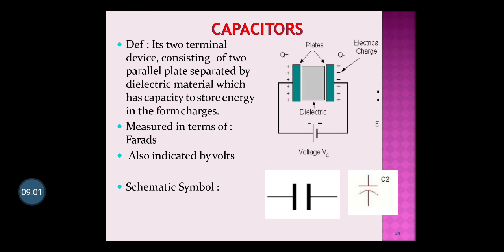Now the parallel plates are made up of conductor, remember. So two conducting plates are there, separated by a dielectric or an insulator material, and the capacitor has a capacity to store energy in the form of charges.